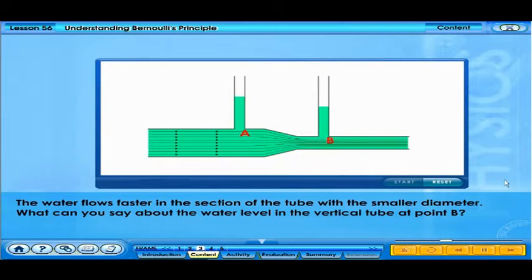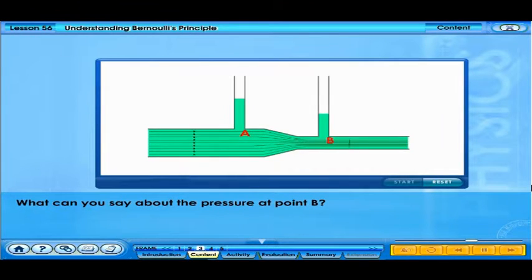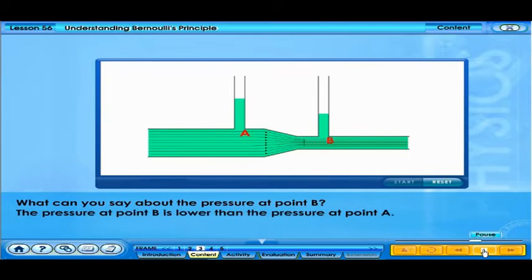The water flows faster in the section of the tube with the smaller diameter. What can you say about the water level in the vertical tube at point B? The water level is lower. What can you say about the pressure at point B? The pressure at point B is lower than the pressure at point A.